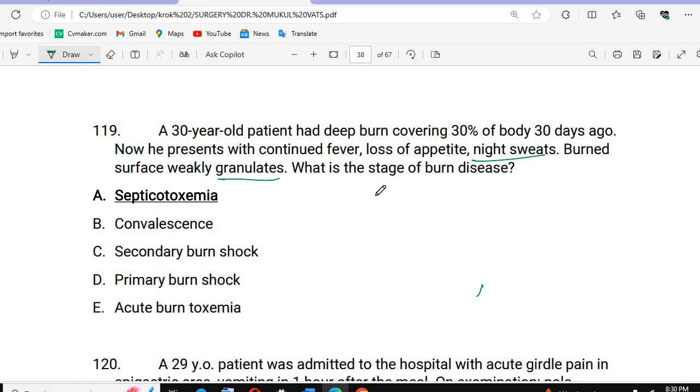So what you have seen: a 30-year-old patient with deep burns covering 30% of the area. We have discussed toxic epidermal necrolysis and acute burn syndromes. If 30% of the body is involved, it involves bacterial endotoxins. So we call this stage of the burn disease septicotoxemia. These stages are based on the old classifications.